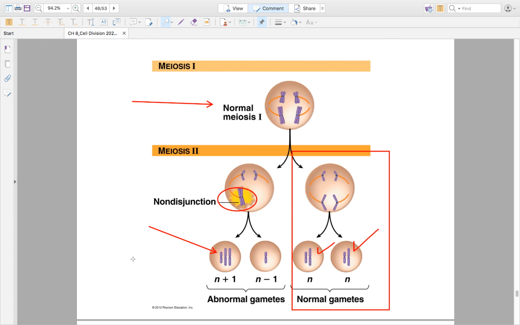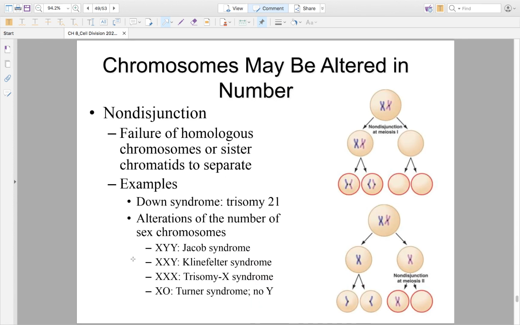All right, so that is the critical importance of meiosis. Now, earlier when I talked about mitosis, I said that it had to be perfect, because if it's not perfect, then that could lead to cancer, right? And now here we're talking about meiosis. Now, meiosis has to be perfect, and if it's not, the consequences are a chromosome disorder.